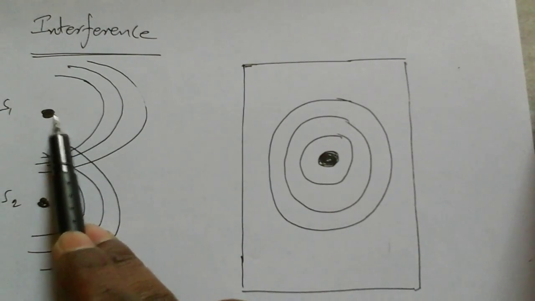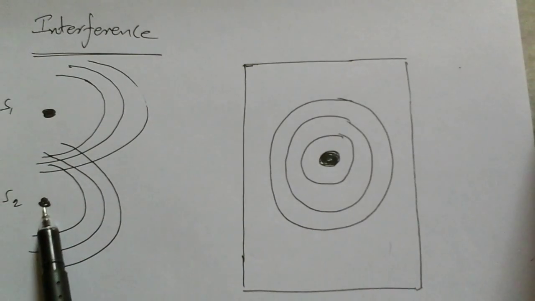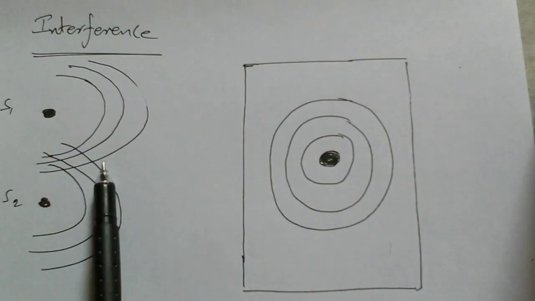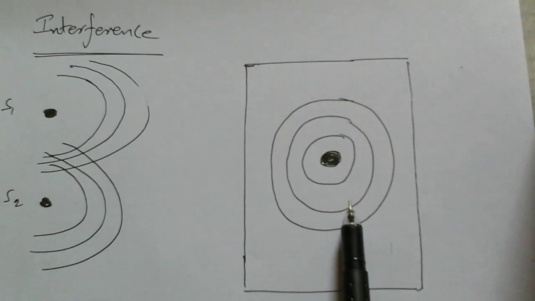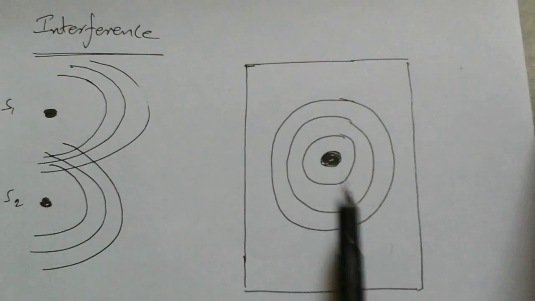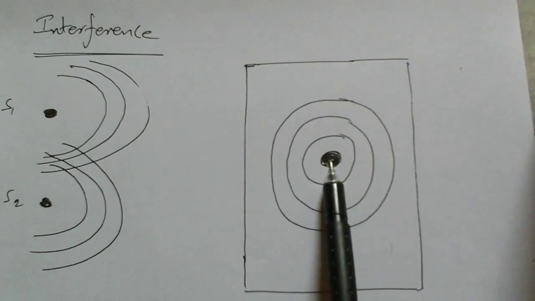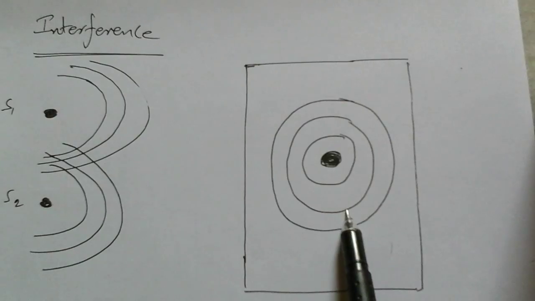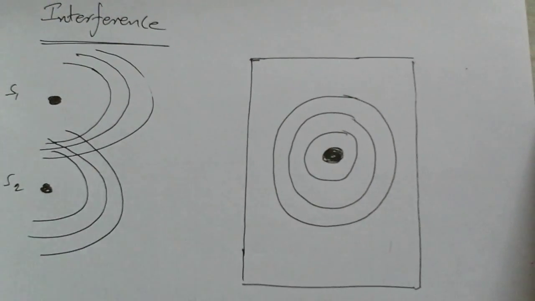From the S1 coherent source, light wavefronts are coming out. From the S2 coherent source, wavefronts are coming like this. They superimpose and form an interference pattern here. This interference pattern has a dark center, next bright, next dark, next bright, next dark, next bright, next dark. Like this it is alternately present. Some important points of interference.